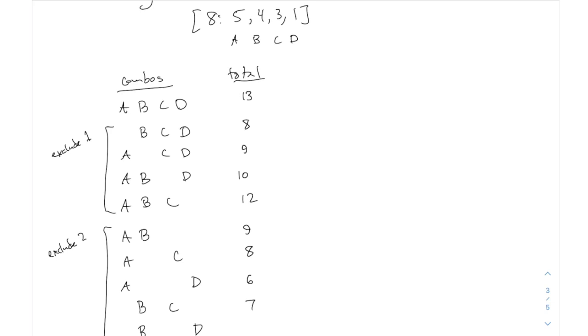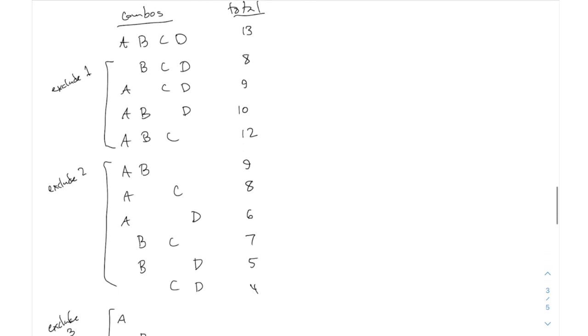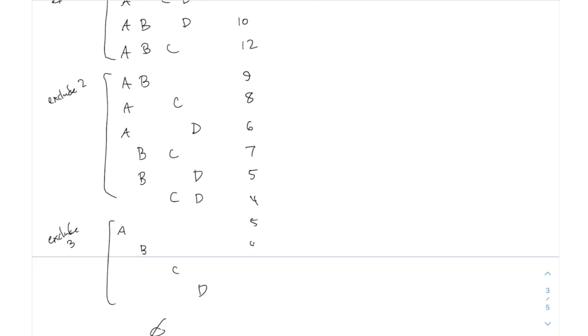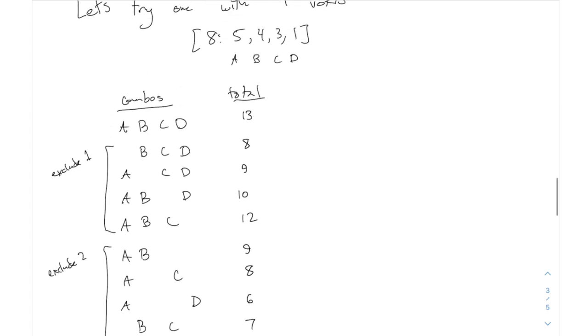I think actually all of these are going to be less than the quota from now on, right? The quota, remember, was 8. These ones which I'm writing here can never add up to 8. B and D is 5. C and D is 4. Just A by itself is 5. This is actually going to be 5, 4, 3, and 1, and 0. Anyway, none of those matter that are less than 8.